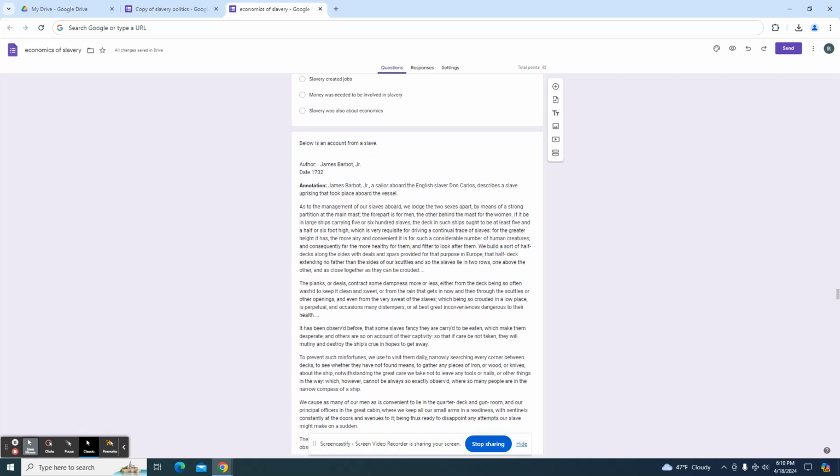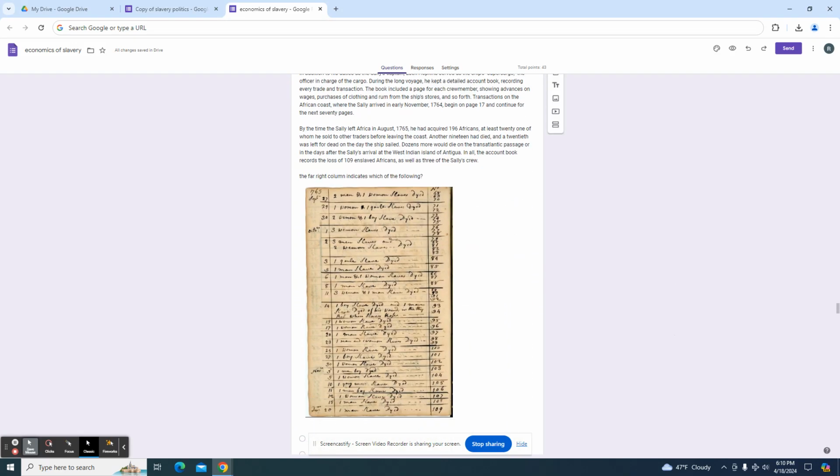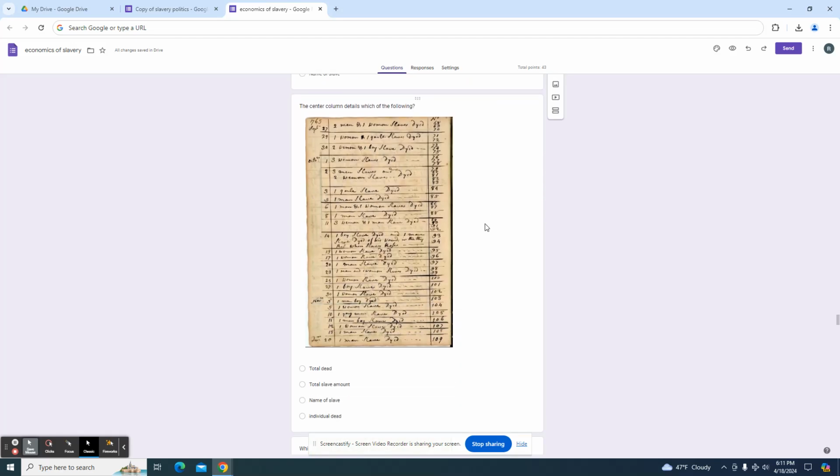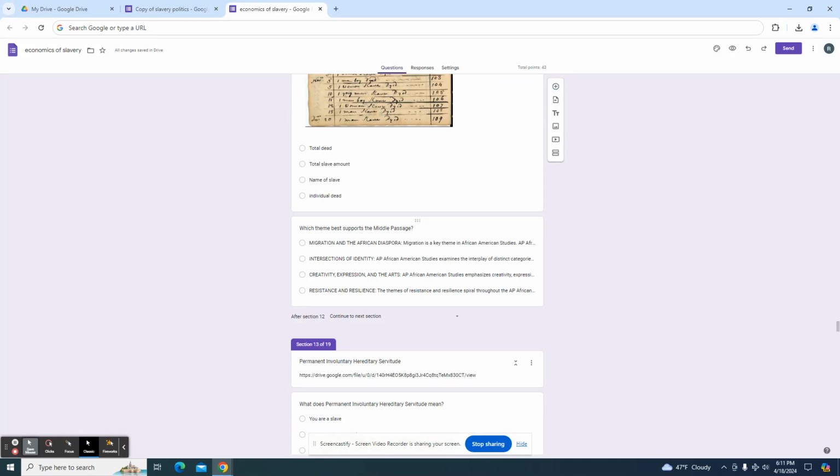We then have a primary source document about an account from a slave. We then have this manifest looking at the amount of individuals who are not making it. As we see here, died, and then the log number for the actual human being. Some more images that go along with the AP framework.